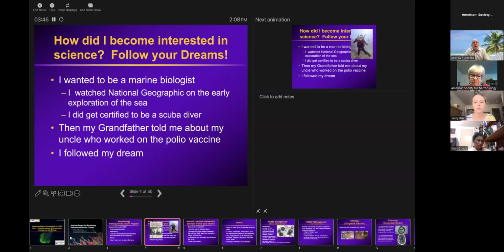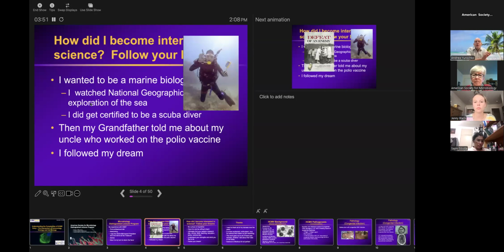So for me, I wanted to be a marine biologist. And although I ended up not being a marine biologist, I at least got to be certified as a scuba diver. And here's me many years ago before I had kids in Australia on the Great Barrier Reef. So I followed one dream. How I got to be a microbiologist, well, that's the point here. My grandfather would tell me about his nephew, my uncle, who worked on the polio vaccine, and thus viruses, immunology, and that sort of thing. And I guess that influenced me more than I probably understood at the time, because that's in fact what I did.